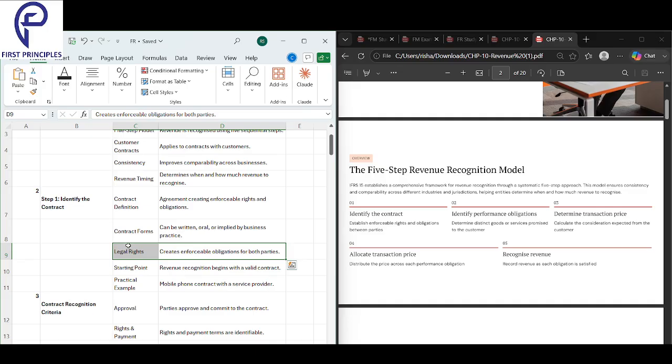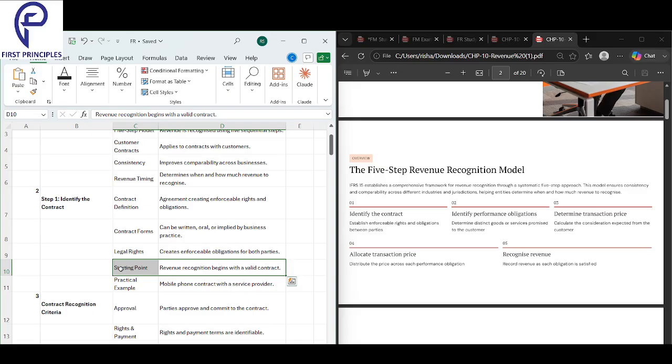Next is the starting point. You can't record revenue until a real contract exists. For you to start recording revenue, there should be a proper contract in place. You cannot recognize revenue if there is no contract. No contract, no revenue.